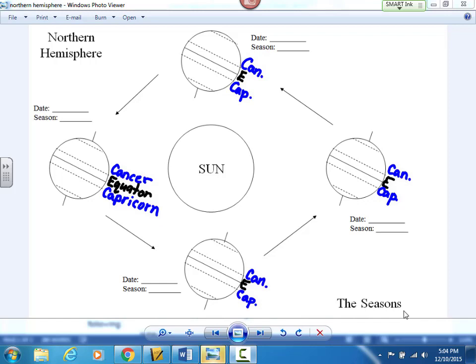Number 4 and 5, label the Arctic Circle and the Antarctic Circle. The Arctic Circle is the one at the North Pole, and the Antarctic Circle is the one at the South Pole. And for my abbreviations on these, I'm going to use AR and AN.